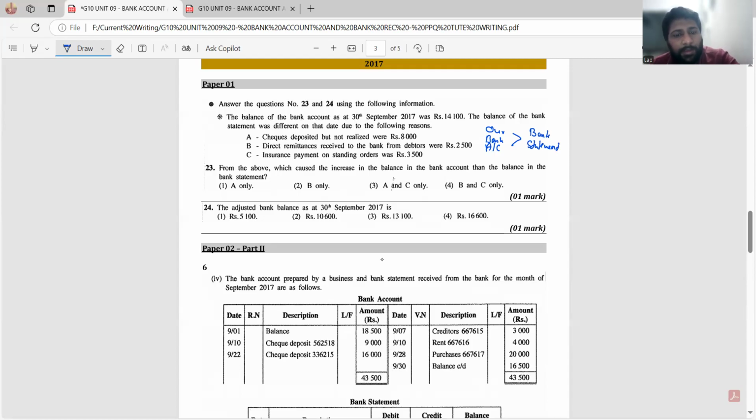First one, check deposited, not yet realized. What you have to understand is, if you have deposited a check in our accounts, we have increased the balance by putting it to the debit side. But in the bank, it is not yet recorded because it is not yet realized. So in the bank statement, that check deposit is not there. Then obviously our balance will be more than the balance in the bank statement. So that is the reason.